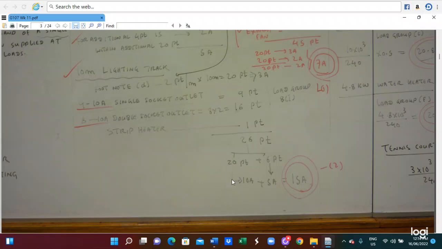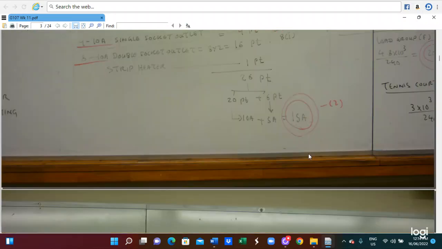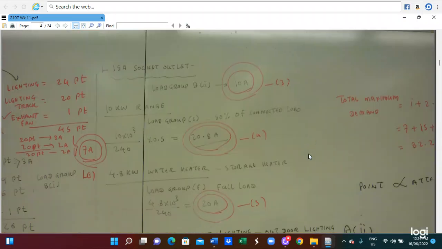For the socket outlet, the load group is B1. For the first 20 points, the current is 10 ampere. The additional 6 points are within the 20 points, so this is 5 ampere, so the current will be 15 ampere. This is for all the socket outlets, the total current is 15 ampere. So this is the way we calculate.